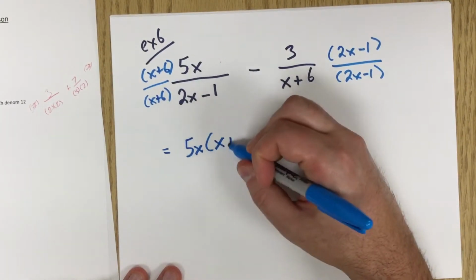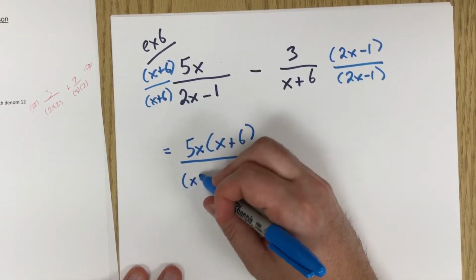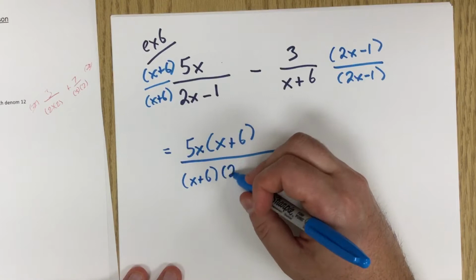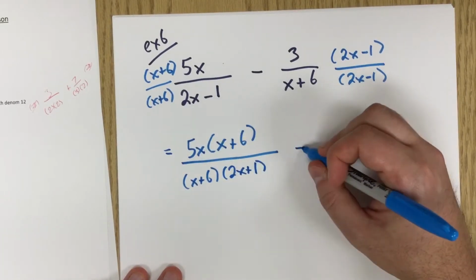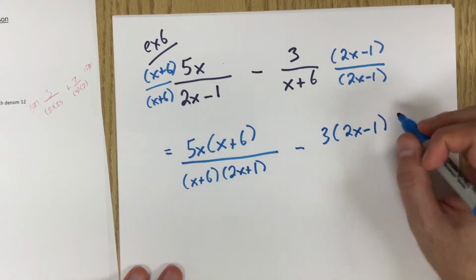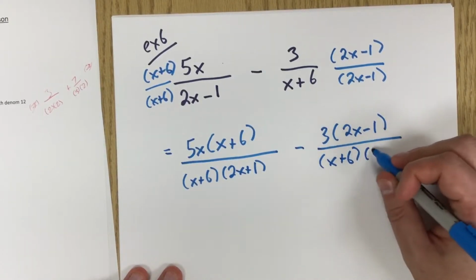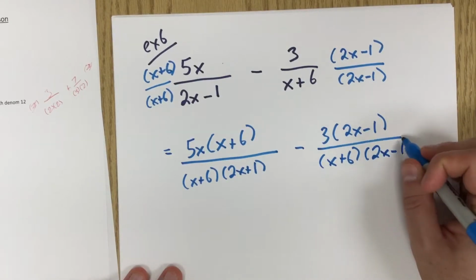We end up with 5x times x plus 6 over x plus 6 times 2x plus 1 minus 3 times 2x minus 1 over x plus 6 minus 2x plus 1.